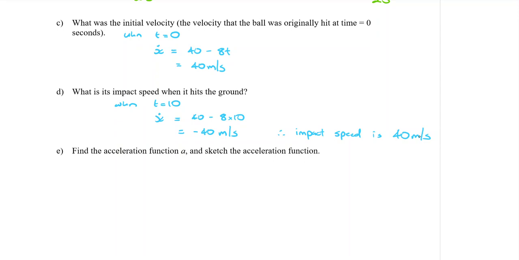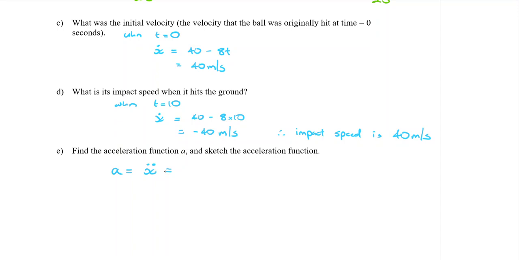Find the acceleration function A and sketch the acceleration function. So they're calling it A, so I better do that. But remember that this is the second derivative. I'm going to put it next to it. This would be the x with the double dot. Okay? So I've written up here, which is nice, this is my first derivative, the 40 minus 8t. I want to differentiate it a second time to find the acceleration.